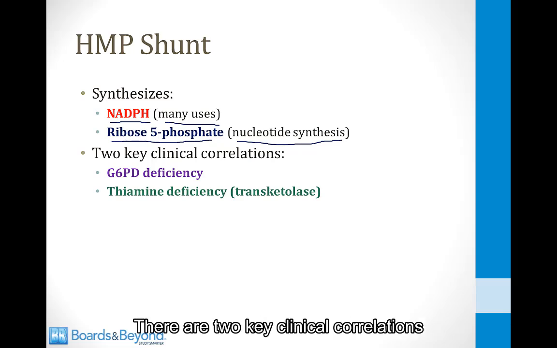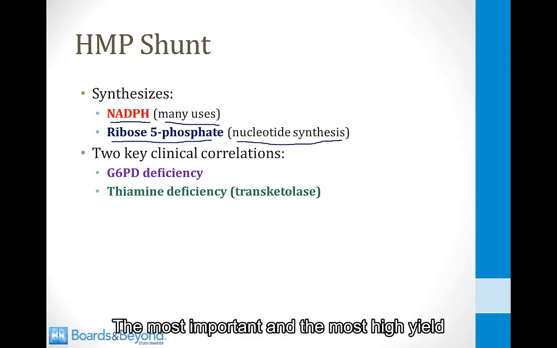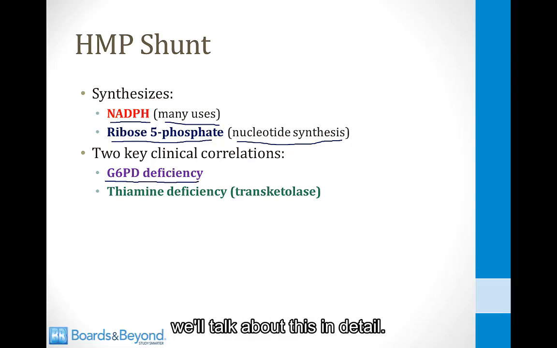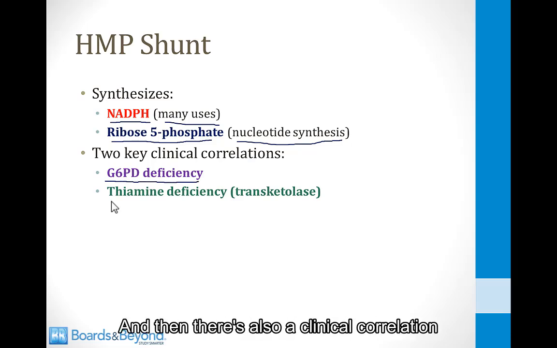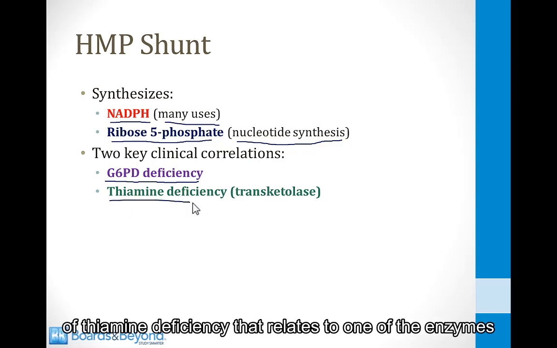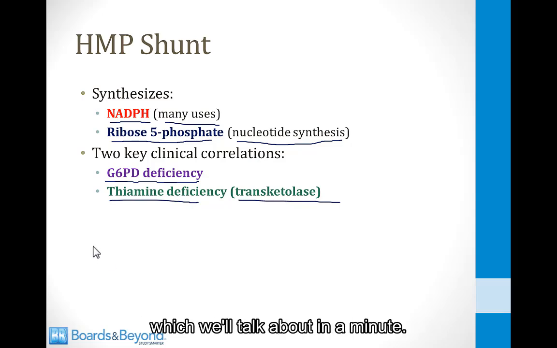There are two key clinical correlations of the HMP shunt that you should know. The most important and the most high yield is a deficiency of the enzyme glucose 6-phosphate dehydrogenase. We'll talk about this in detail. And then there's also a clinical correlation of thiamine deficiency that relates to one of the enzymes in this pathway called transketolase, which we'll talk about in a minute.